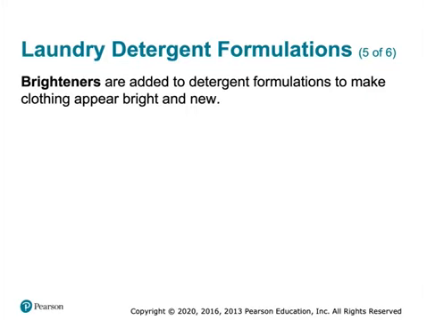Also, brighteners. Brighteners are added to make clothing appear brighter and newer. One of the things, if you ever do this, go to a blacklight party. A blacklight party is one where you dim the lights and have black lights going on. It's fun to play with detergent, and those detergents appear so bright under a black light.